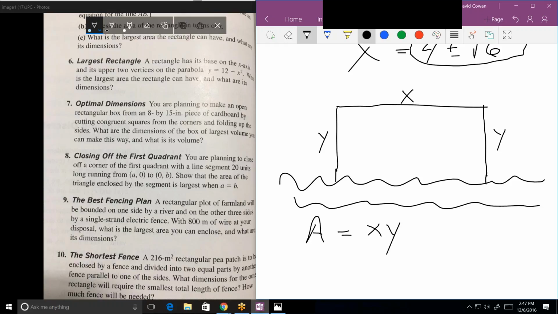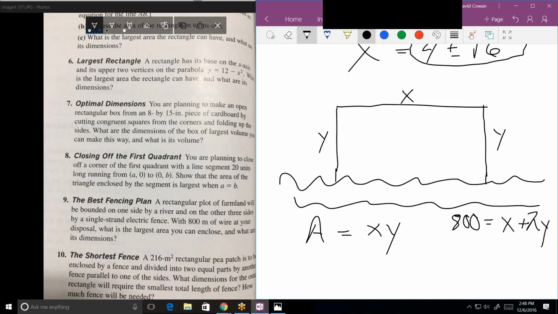Now, notice what I have. My area function is a function of two different variables. I can't find anything out by differentiating this because I've got two variables. So I need to turn my main formula into a formula of one variable. The other information they gave us is that we have 800 meters of wire. What's the perimeter of this area? Just define the formula for the perimeter of that three-sided rectangle. It would be x plus 2y.